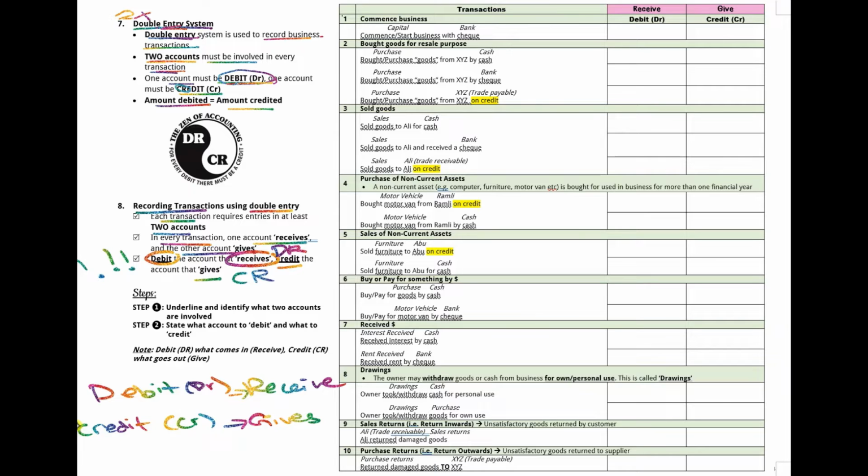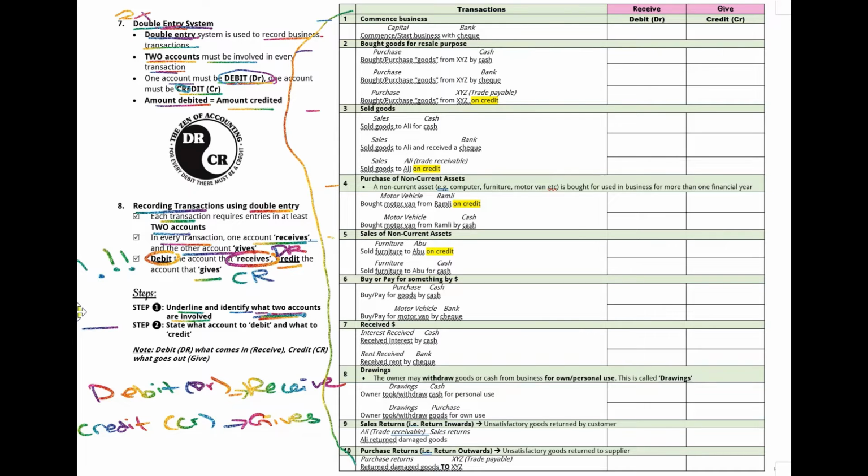I'll show you step by step. These are all the types of transactions possible for a business. I have already classified them according to categories, and we will take a look at them one by one. So first step, you will underline and identify what are the two accounts involved in a transaction, because as you have seen, two accounts must be involved in every transaction. You have to identify for each transaction what are the two accounts involved.